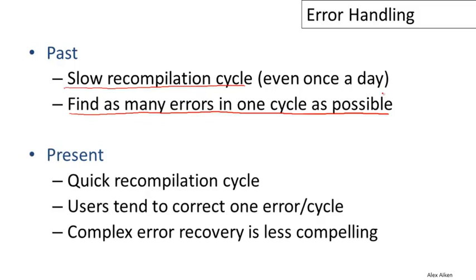Now today we're in a completely different situation. We have a very fast, almost interactive recompilation cycle for many projects, and as a result, users generally aren't interested in finding many errors. They tend to correct only one error per cycle. Compilers still report many errors. They'll give you lots and lots of errors, but my observation, certainly my habit personally, and what I see many other people do, is to only fix the first one because it's the most reliable and the one that definitely needs to be fixed before you can try to compile again. If compilation is fast enough, that's probably the most productive thing to do. And as a result, complex error recovery today is just less compelling than it was a few decades ago.